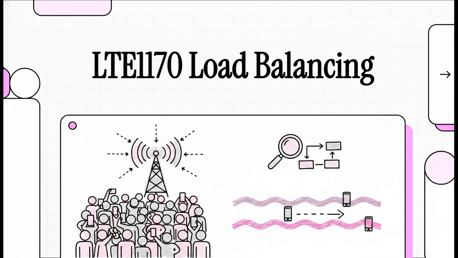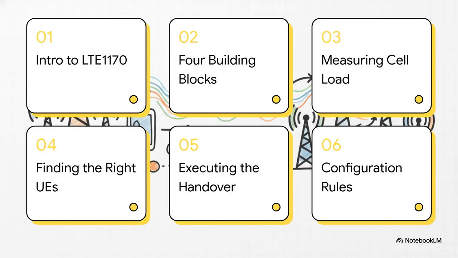Welcome to The Explainer. Today we're zooming in on a highly technical, behind-the-scenes hero of modern cellular networks. It's called LTE 1170, or, if you want the full engineering name, Inter-eNB Interfrequency Load Balancing. We're going to demystify this whole engineering concept today, and here is our roadmap. We've got 6 main areas to cover.